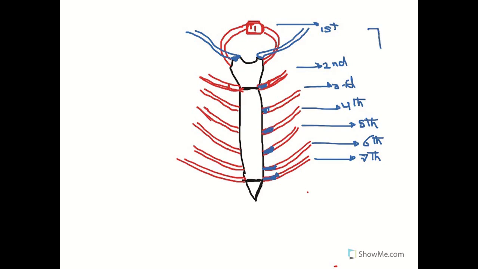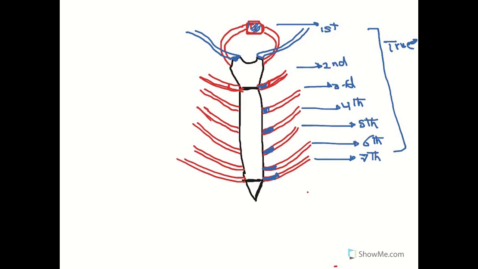From the first rib to the seventh rib, we call these ribs true ribs. Why do we call these true ribs? Because they have a posterior end which is attached to the side of the vertebrae, and an anterior end attached to the side of the sternum by a costal cartilage.